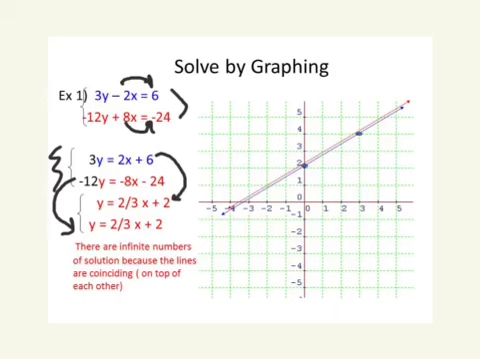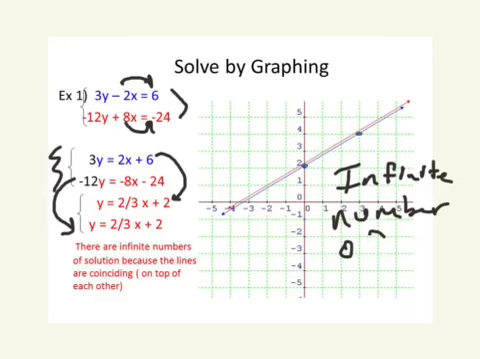Anytime you have two equations and they turn out to be the same equation, then they're going to lie on top of each other and they're going to have an infinite number of solutions. So that would be your answer. Infinite number of solutions.